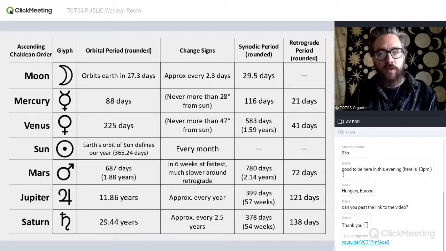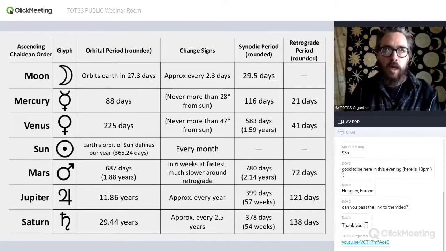All right, so the moon is the fastest and the closest to Earth. She orbits the Earth in about 27.3 days, which means that she goes through the entire zodiac every 27.3 days. Her speed varies a little bit because of the ellipticity of her orbit, but she changes signs about every 2.3 days.